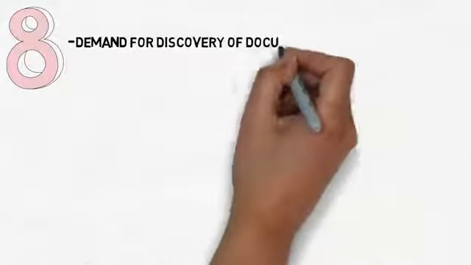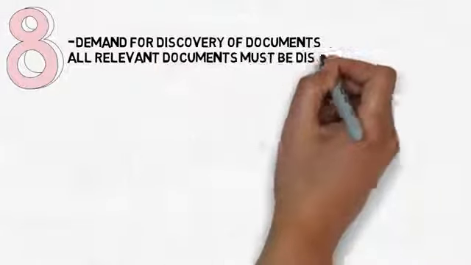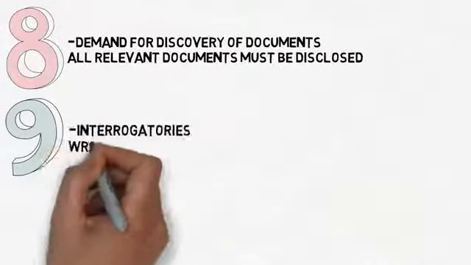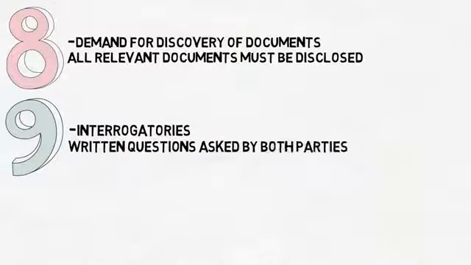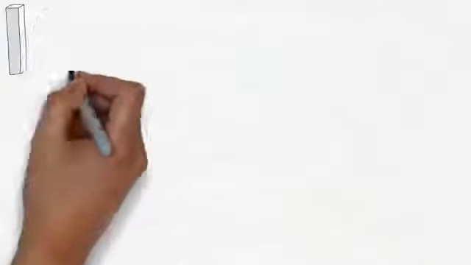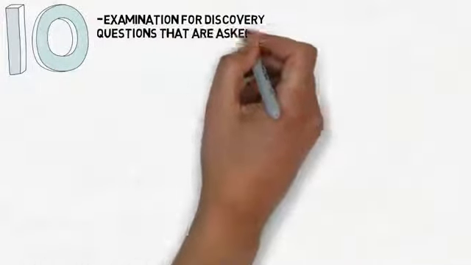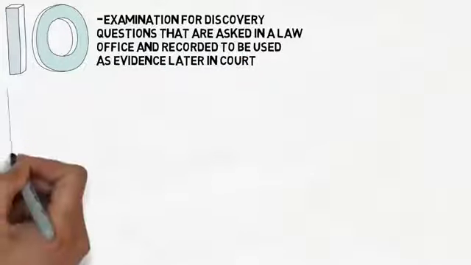Number 8. Demand for discovery of documents. All relevant documents must be disclosed at this time. Number 9. Interrogatories. Written questions asked by both parties. Number 10. Examination for discovery. Questions that are asked in a law office and recorded to be used as evidence later in court.